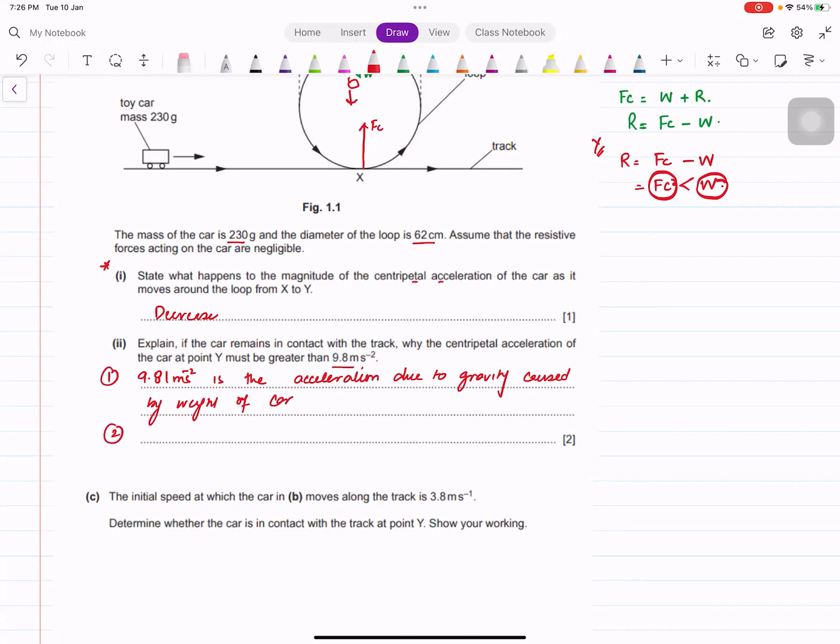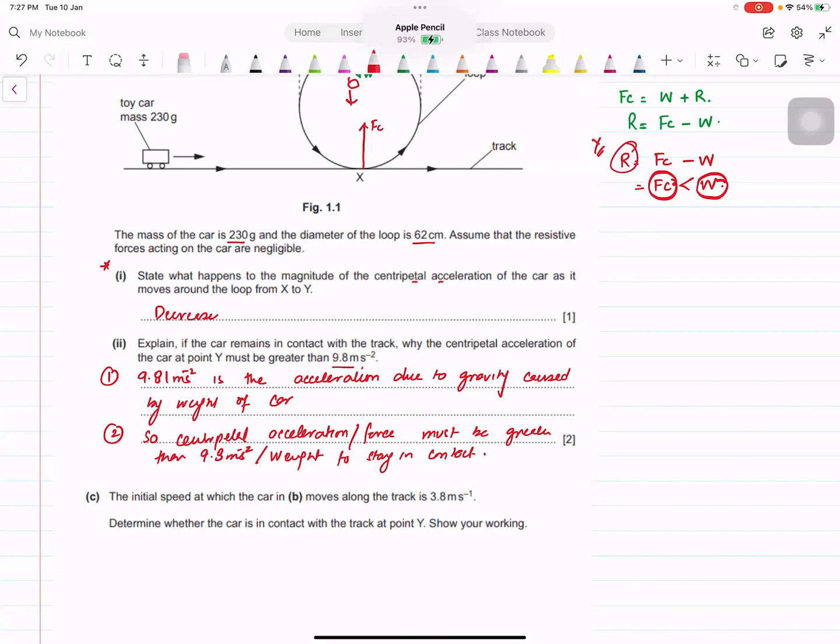The second point I would write is that the centripetal acceleration, or you can write force, must be greater than 9.8 meters per second squared, or if you're writing force, then you should write weight, to stay in contact. Do you guys understand this? Otherwise, the reaction will become zero. Understood? So to keep something in contact, you need to move it faster.